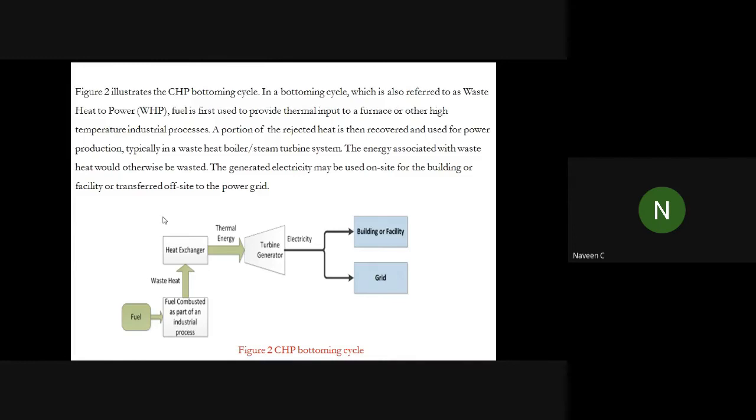Once the phase change happens, it will expand in the turbine and electricity will be generated. I don't want to go much deeper into the organic Rankine cycle. If someone wants, then I'll personally discuss that. So this is the process. First you are generating thermal input for your factory furnace or industries, and the heat rejected will be used for electricity production, and that can be exported to the grid or a building.